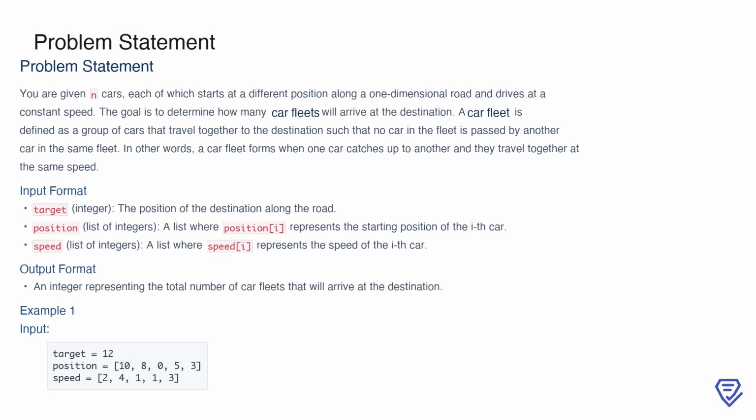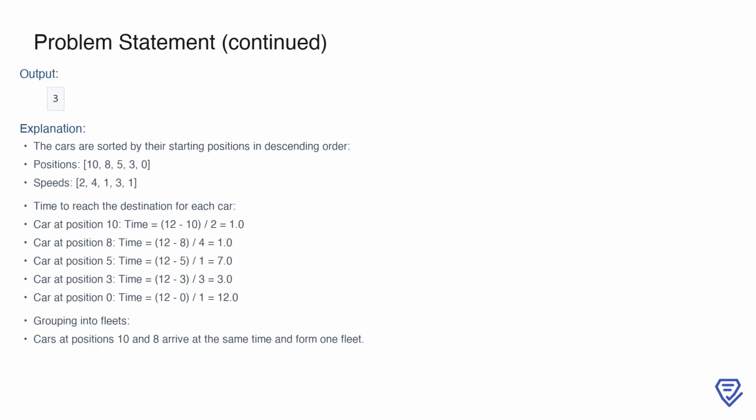The inputs to the problem include the target, which is the position of the destination, a list of starting positions for the cars, and a list of their respective speeds. The output is a single integer representing the total number of car fleets that reach the destination. For example, given the input where the target is 12, the car positions are 10, 8, 0, 5, 3, and their speeds are 2, 4, 1, 1, 3, we need to calculate how many fleets form as they travel to the destination. The output for this example is 3 fleets.